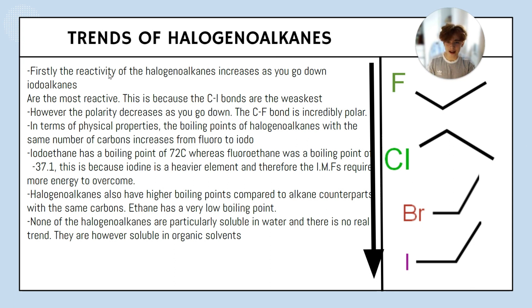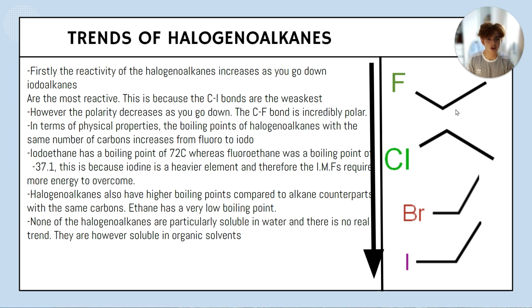It's the separation between the two, and there are many differences between all 4 of these things. So firstly, the reactivity of the halogenoalkanes increases as you go down the group. So fluoroethane is the least reactive, chloroethane is getting slightly more reactive, and then iodoethane is the most reactive. However, the polarity decreases as you go down. This C-F bond is actually incredibly polar because fluorine has the highest electronegativity you possibly can, and carbon has the same electronegativity the whole way through. So this is going to be very delta negative.